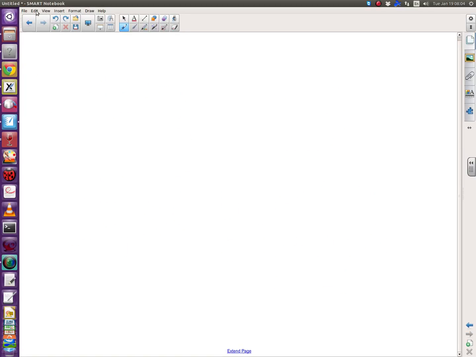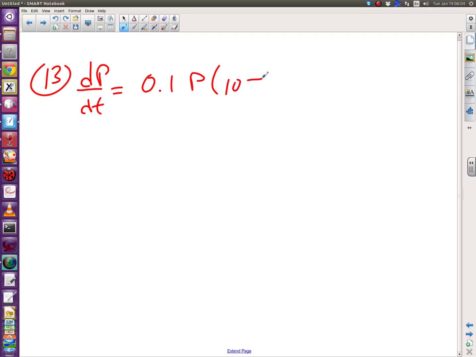Okay, 13 says, the slope field for the equation dp/dt, or p prime, is 0.1 p times 10 minus p, for p greater than or equal to 0. So that diagram up there in the top right hand corner. Sketch solution curves for 0, 0, 1, 4, 4, 1, and so forth. Well, we'll get to that. Now look at the slope field.